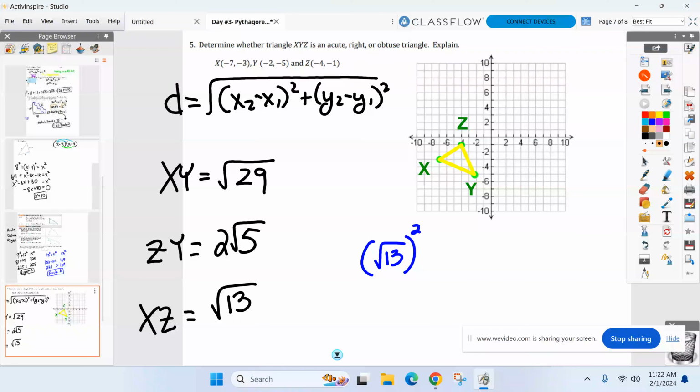And then which one's smaller, 2 radical 5 or radical 29? 2 radical 5. And remember what I suggested yesterday to watch out for? When using your calculator, what am I going to do with 2 radical 5? Put it in parentheses, correct. So add that to 2 radical 5 all squared. And how does that side compare to taking the longest side, radical 29, and squaring it?